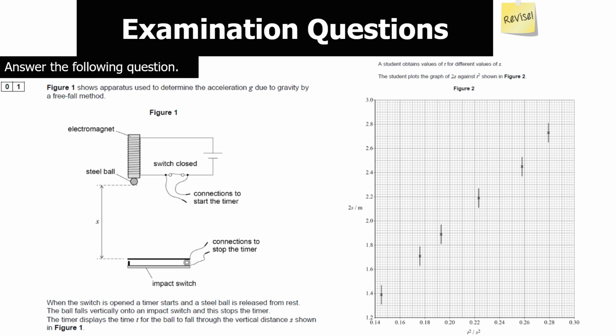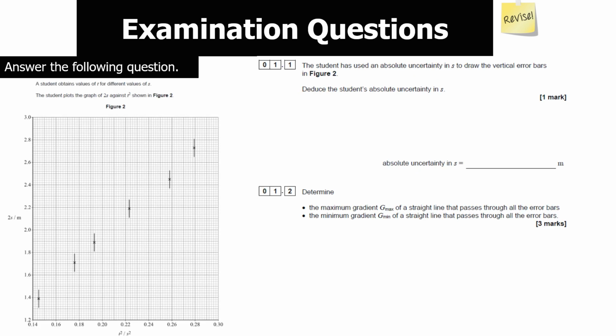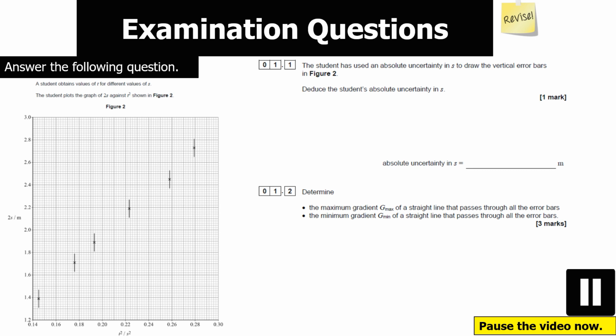A student obtains values of t for different values of s. The student plots the graph of 2s against t squared as shown in figure 2. So the student has used an absolute uncertainty in s to draw the vertical error bars in figure 2. Deduce the student's absolute uncertainty in s and then determine the maximum gradient G max of a straight line that passes through all the error bars and the minimum gradient G min of a straight line that passes through all the error bars. So pause the video now, then unpause the video when you want to go through your answer.